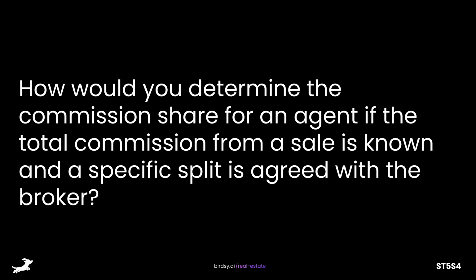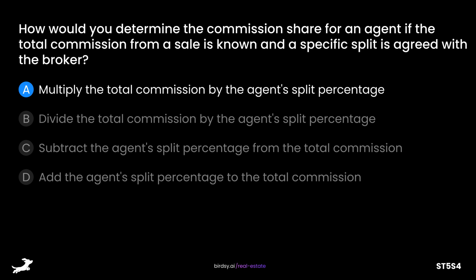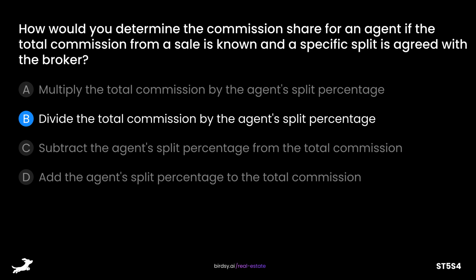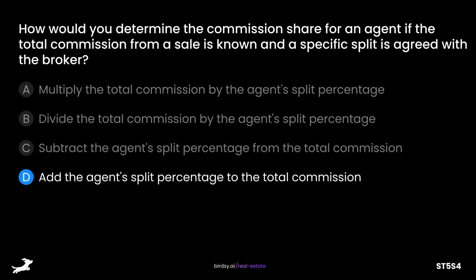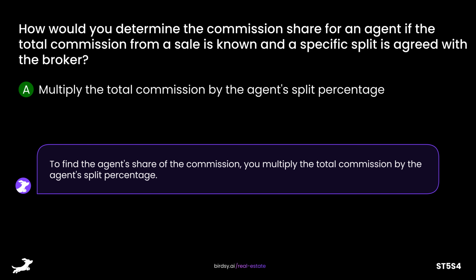How would you determine the commission share for an agent if the total commission from a sale is known and a specific split is agreed with the broker? Is it A, multiply the total commission by the agent's split percentage? B, divide the total commission by the agent's split percentage? C, subtract the agent's split percentage from the total commission? Or D, add the agent's split percentage to the total commission? The answer is A, multiply the total commission by the agent's split percentage. To find the agent's share of the commission, you multiply the total commission by the agent's split percentage.